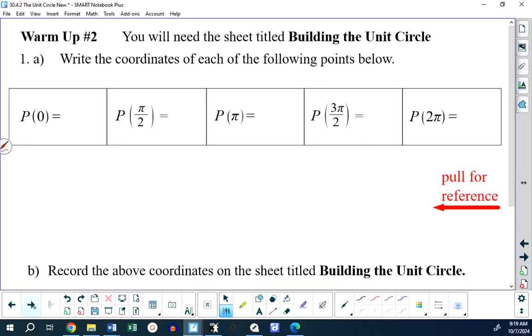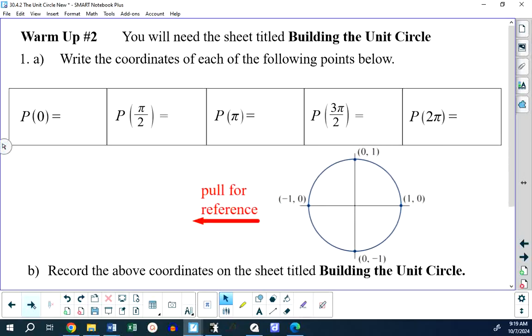All right. Let's figure out what p of 0, p of pi over 2, p of pi, p of 3 pi over 2, and p of 2 pi are. All I'm asking you is what are the coordinates on the unit circle where the terminal arm intersects at 0 degrees or 0 radians? Well, I've got this here. We can look at this, but this should be in your head. You should be able to say, well, at 0, the x coordinate is 1 and the y coordinate is 0.